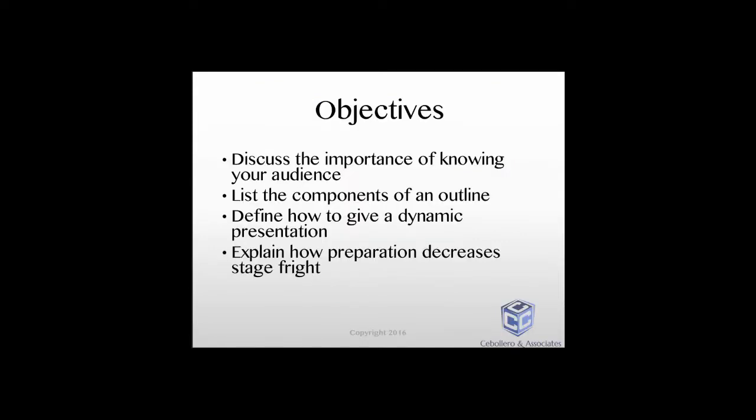Well, let's go ahead and look at our objectives for this course. The first thing we're going to do is discuss the importance of knowing your audience. Why do you need to know your audience to give a great presentation? The next thing is you'll be able to list the components of an outline. If you're not developing an extemporaneous outline for your presentation, how are you preparing effectively? Then we're going to define ways to give a dynamic presentation. One of the things I'll share with you is that when you give a presentation, it's like giving a show. You're on stage, and we'll discuss that in depth. And then finally, we're going to explain how preparation decreases stage fright.